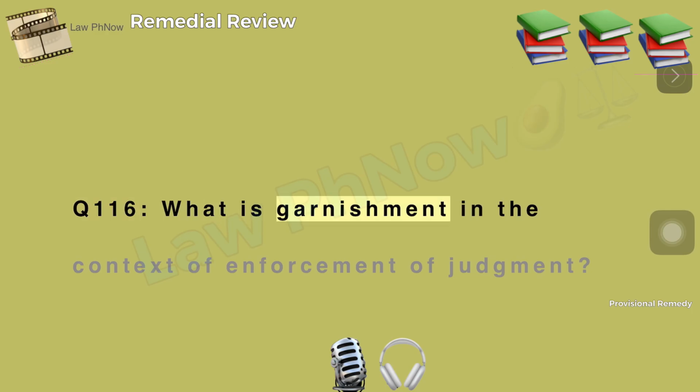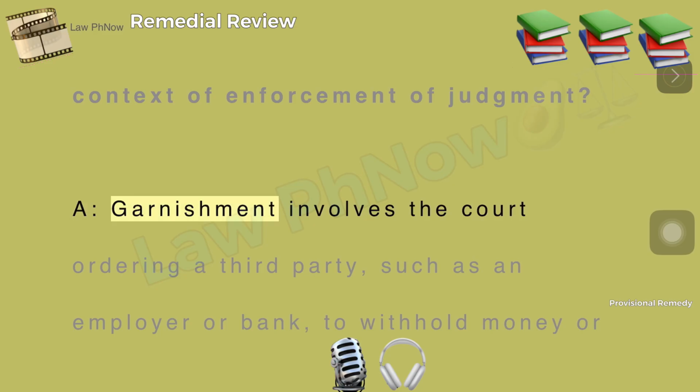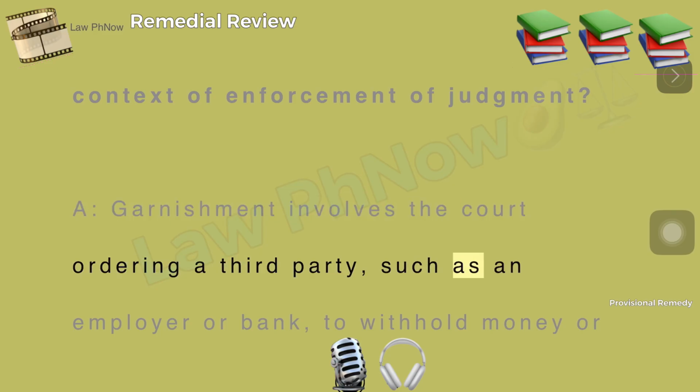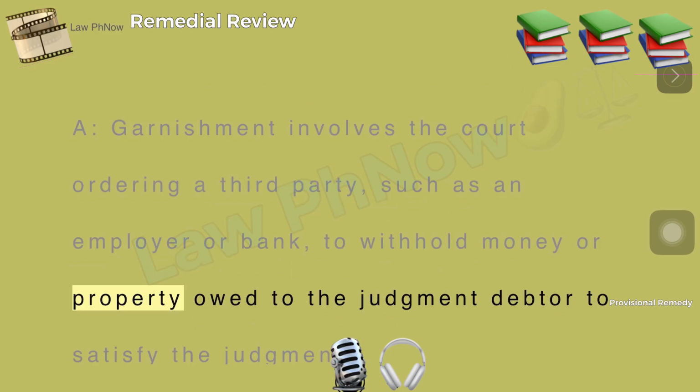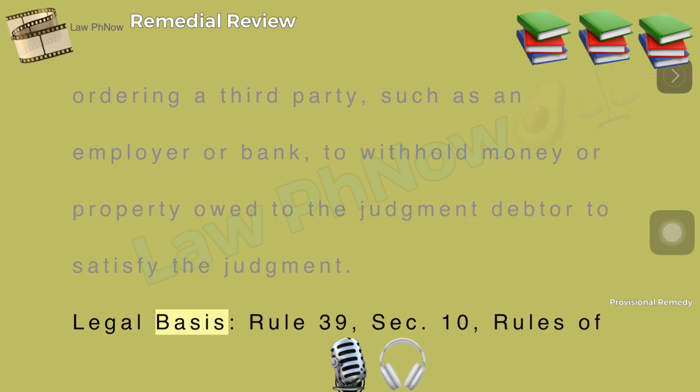Q116. What is garnishment in the context of enforcement of judgment? A. Garnishment involves the court ordering a third party, such as an employer or bank, to withhold money or property owed to the judgment debtor to satisfy the judgment. Legal basis, Rule 39, Section 10, Rules of Court.